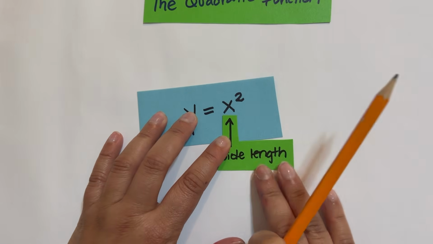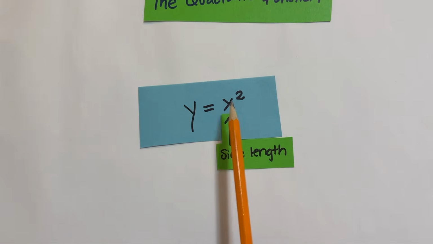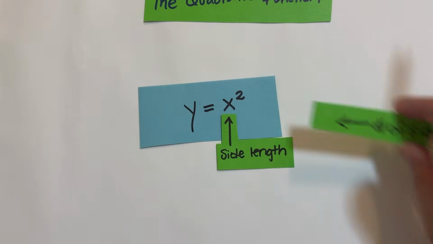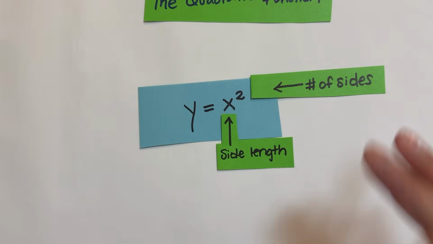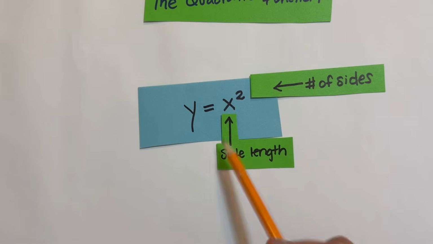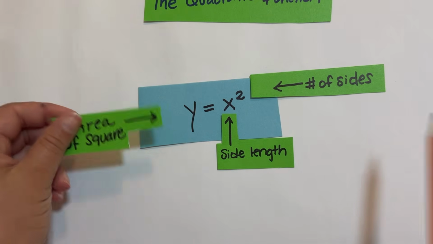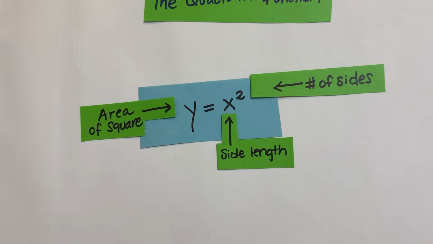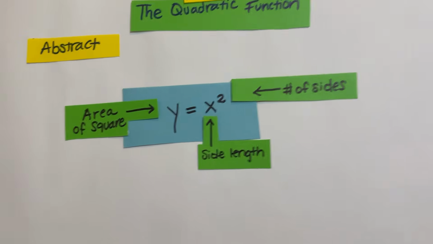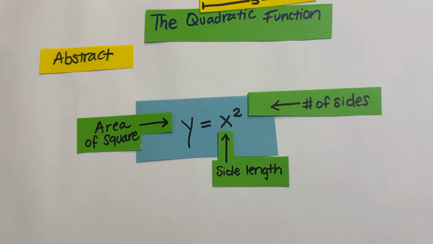x stands for the side length, any number we can use for x. Because it's a square, there are 2 sides, the length and the width. There are 4 sides, but 2 dimensions, length times width. If we multiply length times width, we will get the area of the square. We can use this equation to find the area of any square. This is considered the abstract concept of quadratic functions.